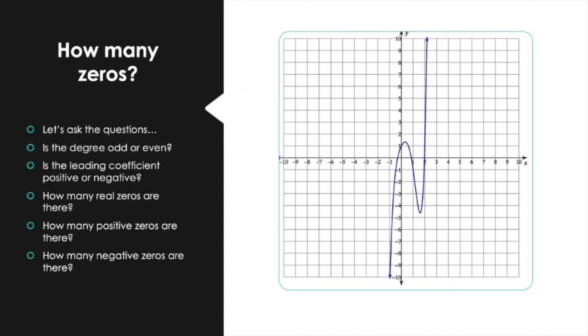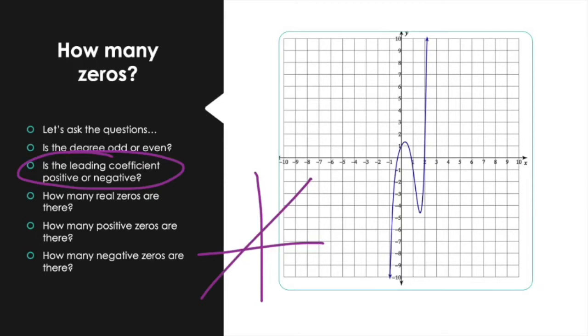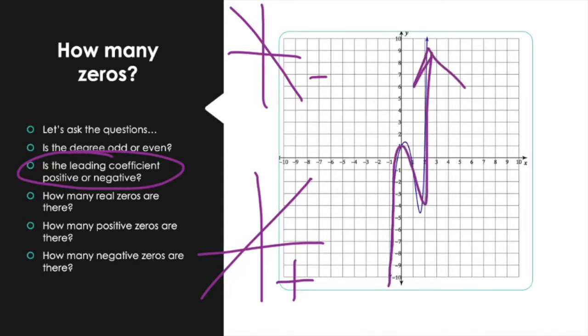The next question is, is the leading coefficient positive or negative? When we were doing linear equations, if it went up from left to right, it was positive, and if it went down from left to right, it was negative. This rule still applies. It's going up in this direction from left to right, so it's a positive leading coefficient.